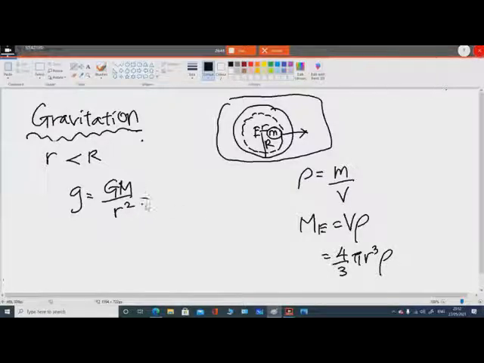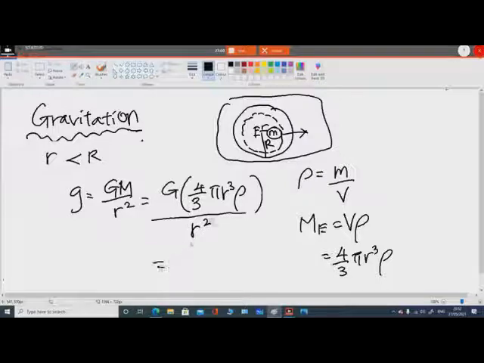So we can directly substitute this into the gravitational field strength formula. So 4 over 3 pi r cubed rho, divided by r squared. This one cancels, leaving only r. So the final answer we get is g equals 4 over 3 G pi r rho.